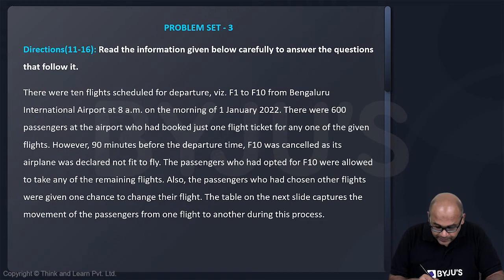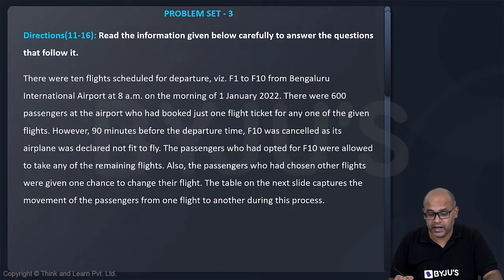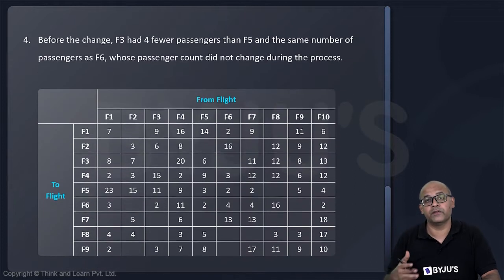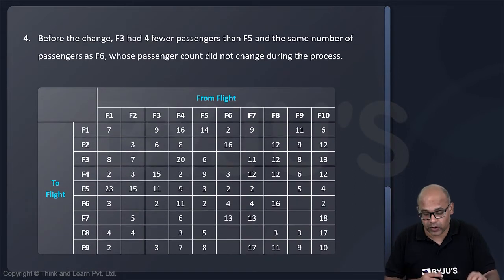So basically it's a question where there were 10 flights, out of which one flight gets cancelled. Total number of people were 600, and we have a table which says how the movement of the people in the flights happened. So that's the basic set all about.